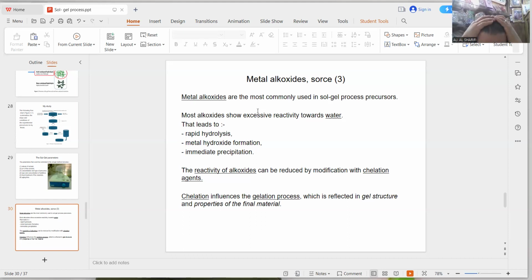The reactivity of alkoxide can be reduced. Here, we will talk about what happens if we increase or decrease one of these three important parameters: solvent, water, precursors. The reactivity of alkoxide can be reduced by modification with a gelating agent. Gelation influences the gelation process, which is reflected in gel structure and properties of the final material.